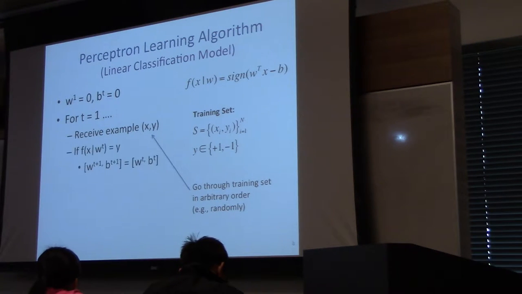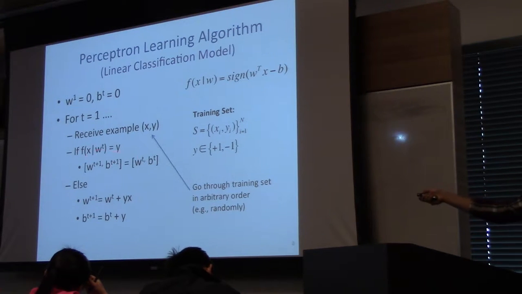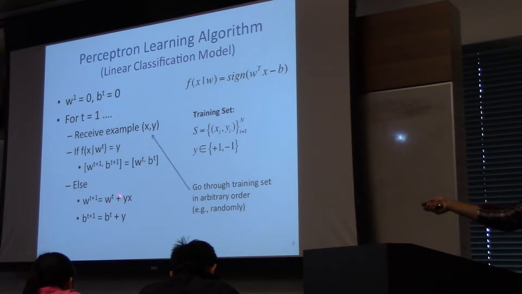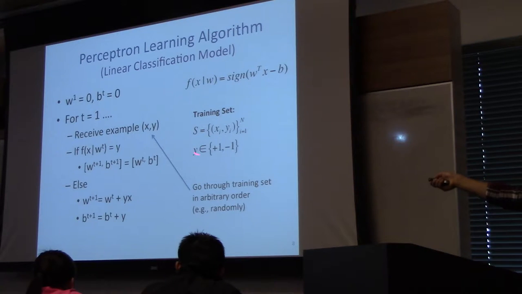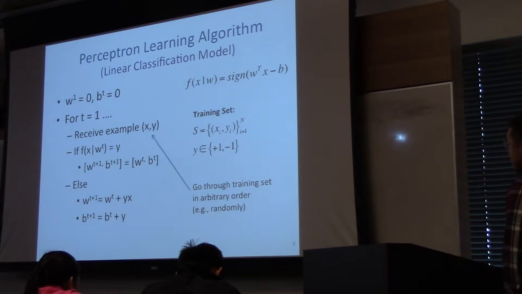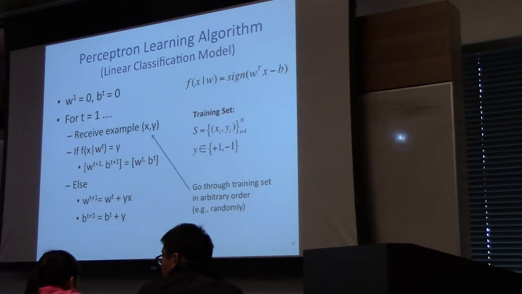We receive some example from the training set. If our current model classifies this example correctly, as indicated by this if statement, then we don't make any updates to our model. Our new model is exactly the same as our old model. Otherwise, in which case our model misclassifies this, we make an update, and the update is simply the current model moved in the direction of the training example. So x is a d-dimensional vector, w is a d-dimensional vector, y is a scalar. And then the bias gets updated like this. Very simple algorithm. And then there's a termination condition, which I'll describe shortly, although there are many different termination conditions one could use.